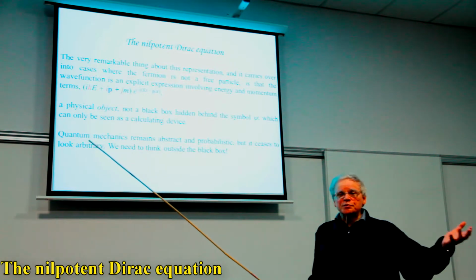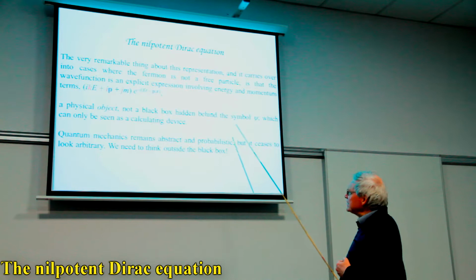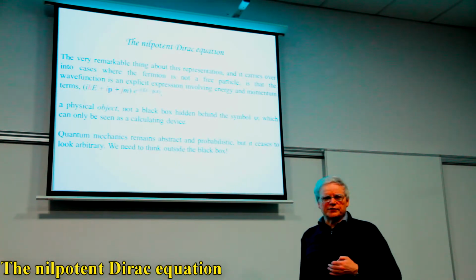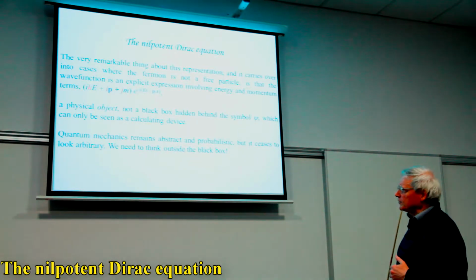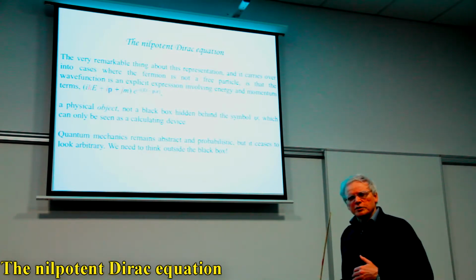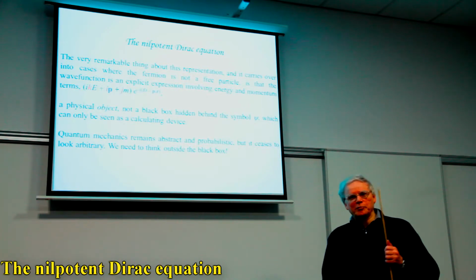We will have an explicit expression for it every time. And this means that it's not just a calculating device any longer, it's a piece of physics. Obviously, quantum mechanics isn't going to change in principle. It's still abstract, it's still probabilistic, but it's no longer arbitrary. And if I may put it this way, we need to think outside the black box.